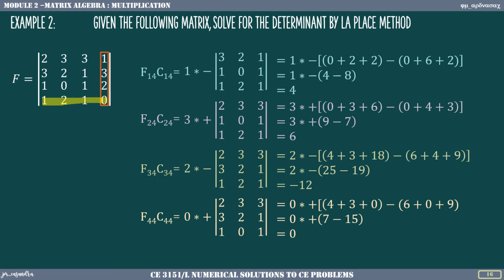So adding up now our computed values for 6, negative 12, and 0 will give us a value of negative 2. So the determinant now of matrix F is equal to negative 2, which is the same value that we have computed for example number 2 using the pivotal element method.